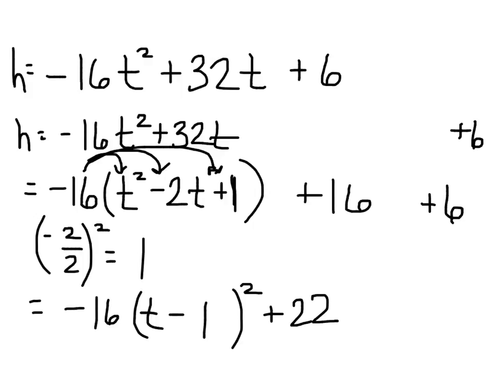Now, here's what you didn't know. This problem actually stated this. While marching, a drum major tosses a baton into the air and catches it. The height h in feet of the baton t seconds after it is thrown can be modeled by the function h equals negative 16t squared plus 36t plus 6. Find the maximum height of the baton.